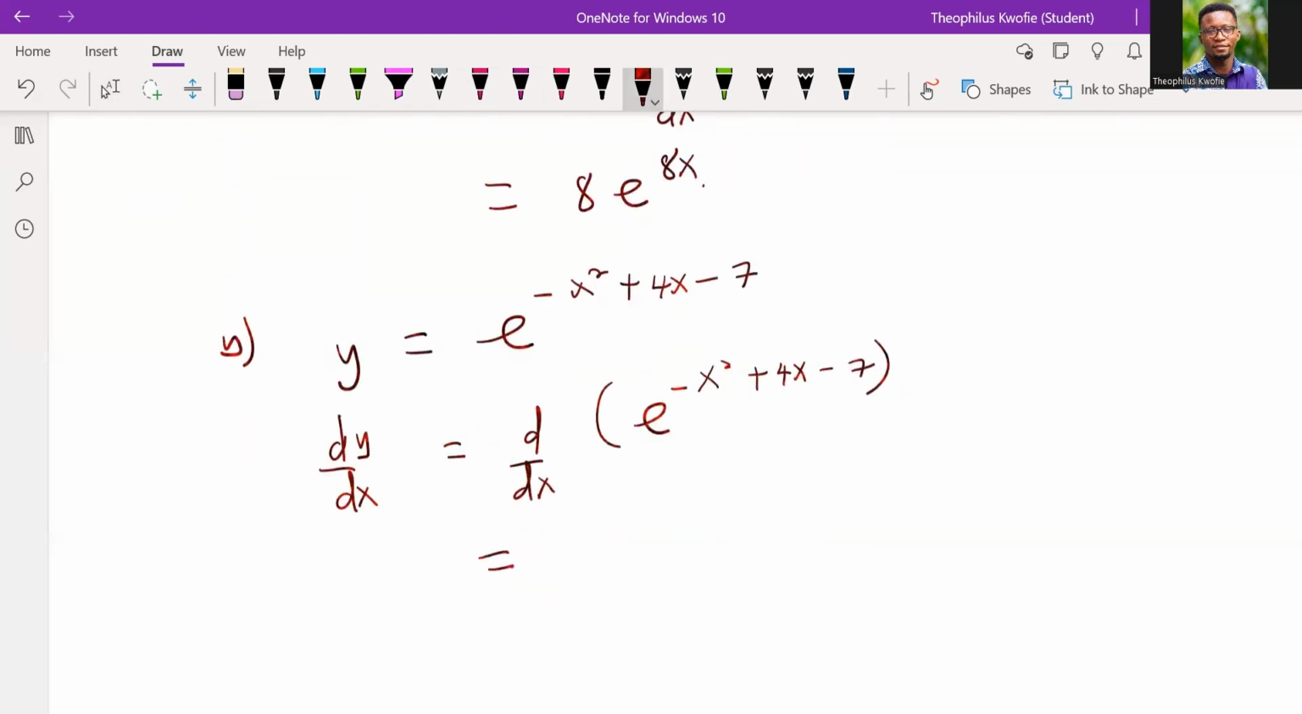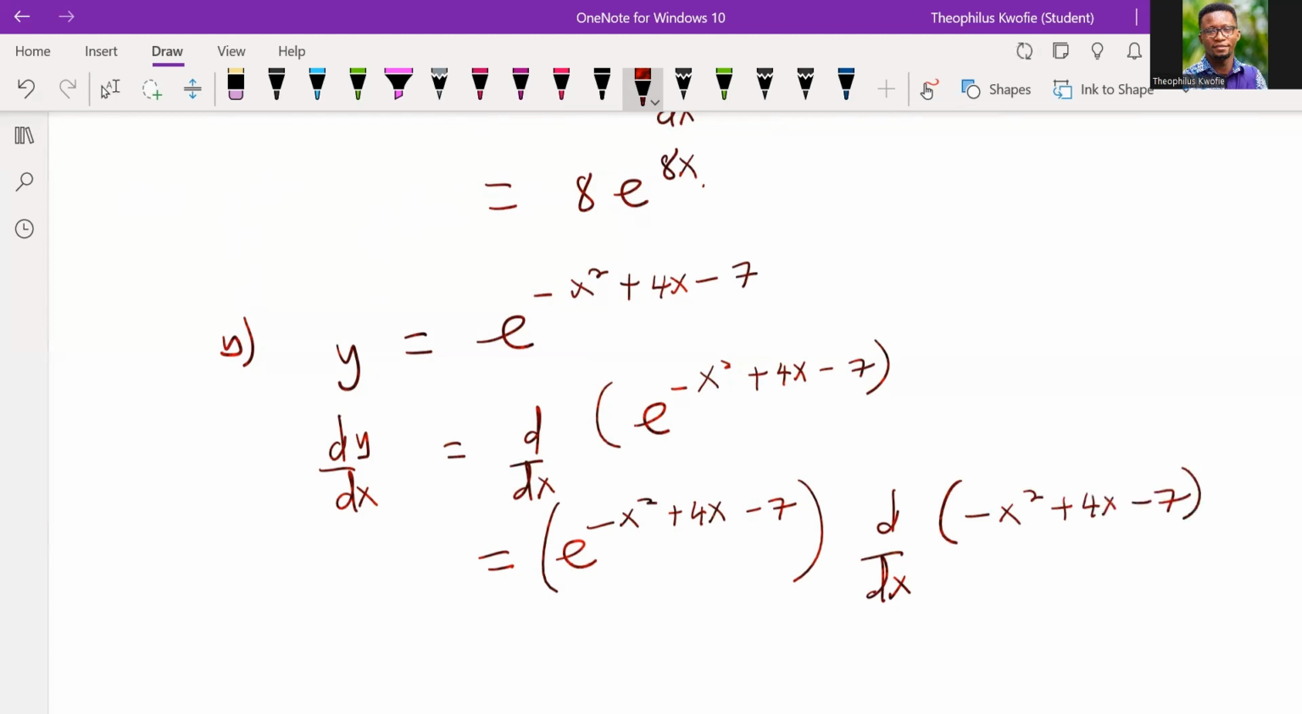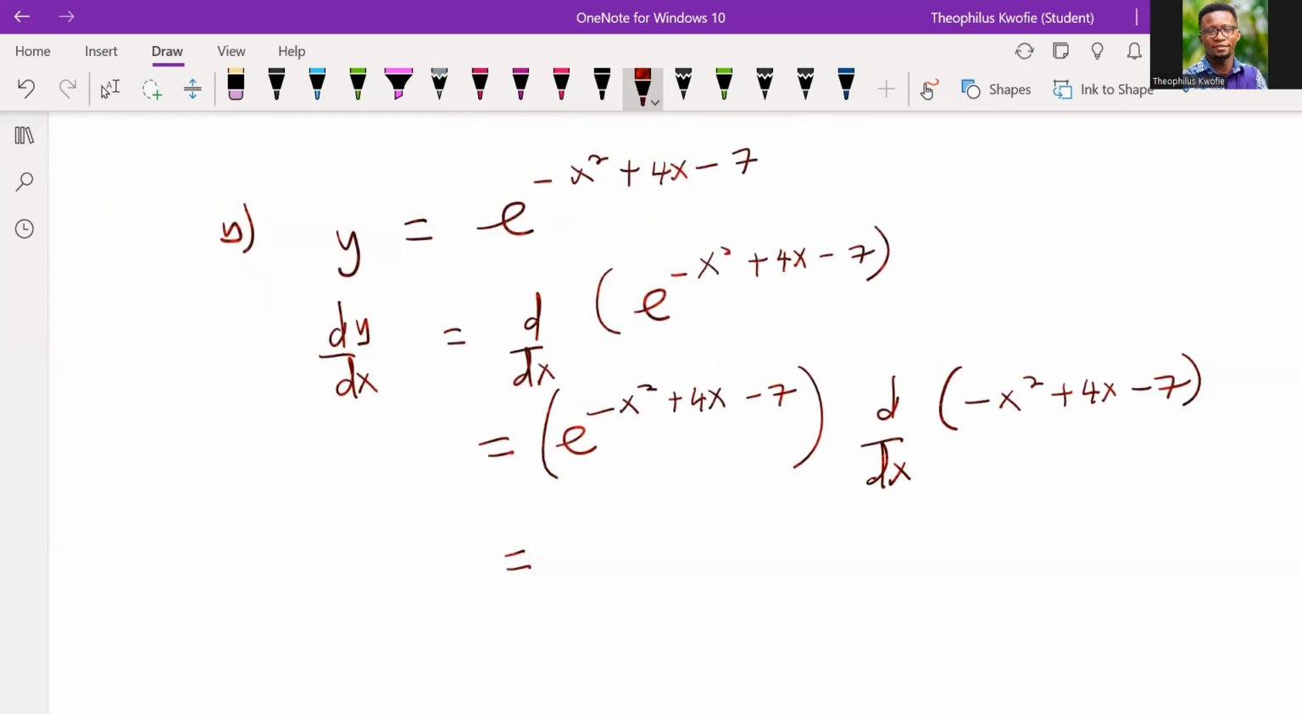To solve this, we maintain the problem, then we multiply it by the derivative of the power, or the derivative of the exponent. And the exponent in this case is what? Minus x squared plus 4x minus 7. Good. Now, what's the derivative of the exponent?